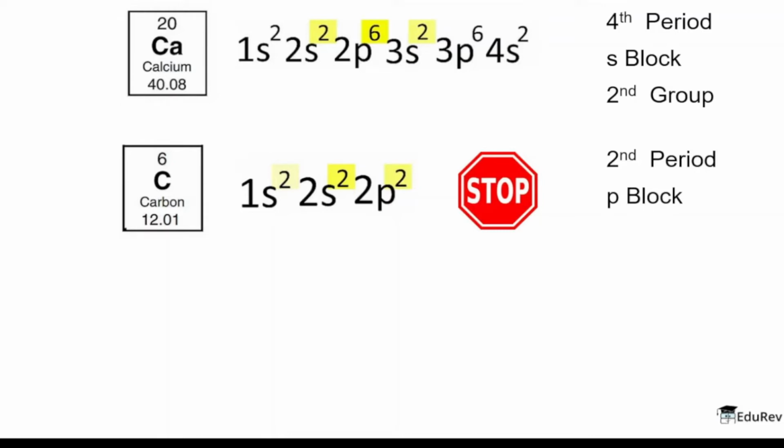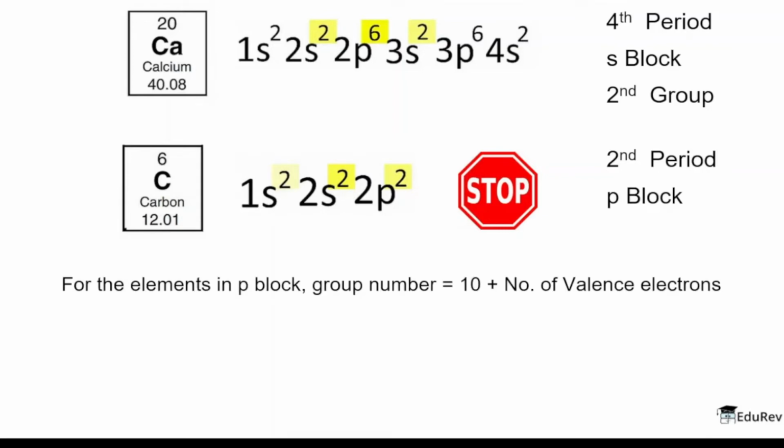Here, the group number is not exactly equal to the number of electrons in the valence shell. Here the group number for P block elements is equal to 10 plus the number of valence electrons. Here the number of valence electrons, as you can see, is 4 because 2s and 2p is having 4 electrons. Hence the group number is going to be 10 plus 4, which is equal to 14.